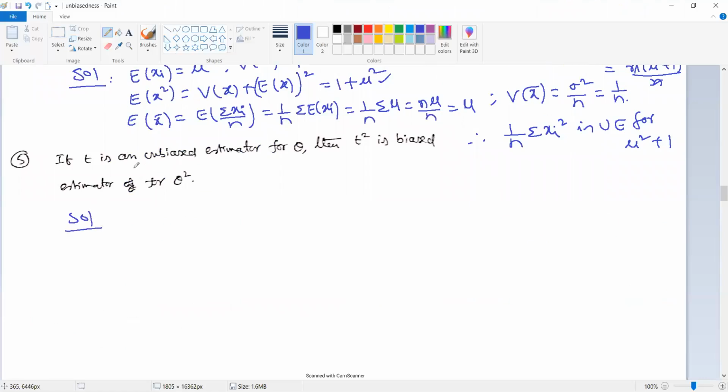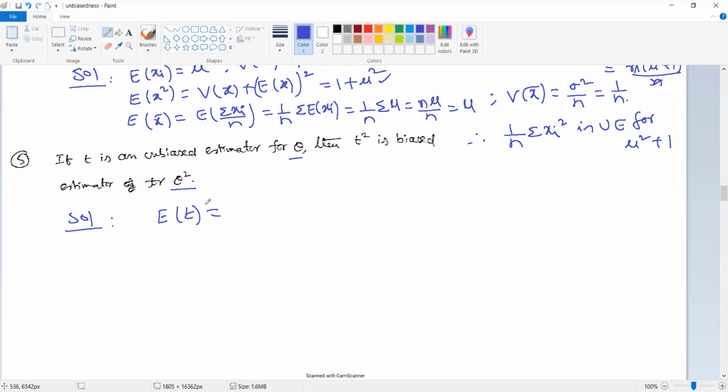General concept: T is an unbiased estimator of theta, but T square is a biased estimator of theta square. This is a remark. Here the proof is there, so I am going to discuss how this is true.